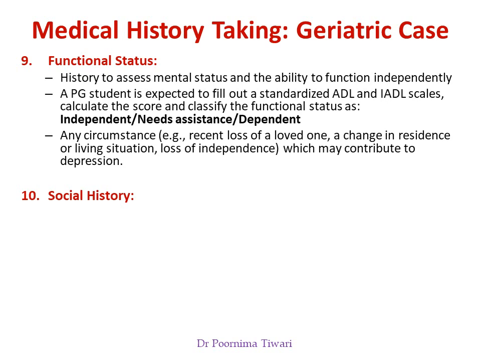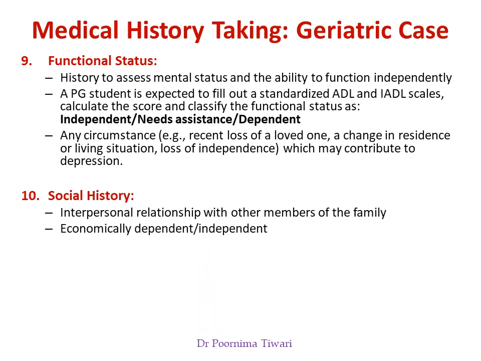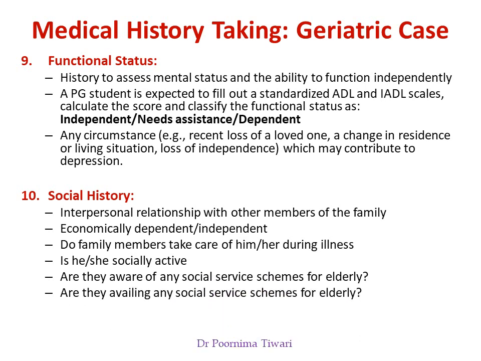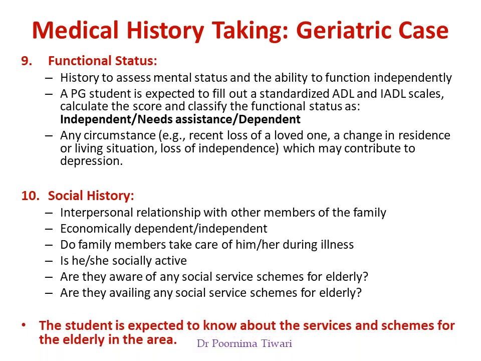Social history should include interpersonal relationship with other members of the family, whether the elderly is economically dependent or independent, do the family members take care of him, especially during illness, is the elderly socially active, are they aware of the social service schemes for elderly, are they availing the social service schemes for elderly, if not then why not. So for asking this question, the student is expected to know about the services and schemes for the elderly at that time in the area, so that he can ask whether you take benefit from this or not. Are you aware of this scheme or not?